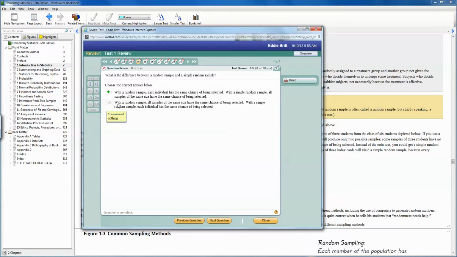Let's see what the other choice was. It looks like it's just the opposite. With a random sample, all samples of the same size have the same chance of being selected, so that's wrong. And with a simple random sample, each individual has the same chance of being selected, and that's wrong.